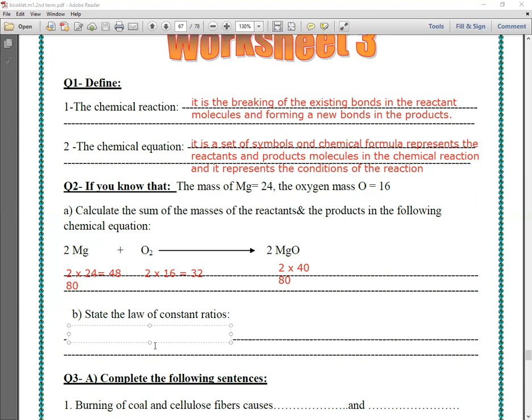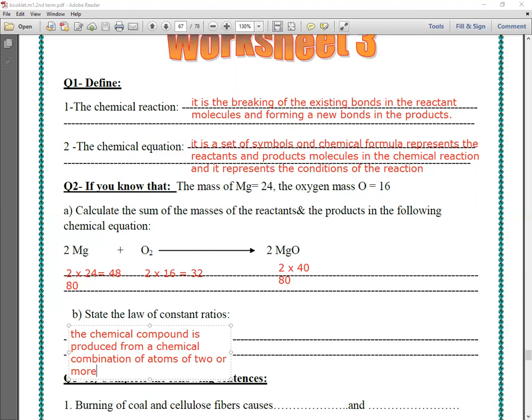What does it mean by law of constant ratios? Means that the chemical compound is produced from a chemical combination of atoms of 2 or more elements by constant weight ratio.